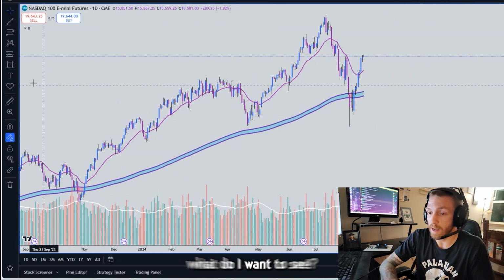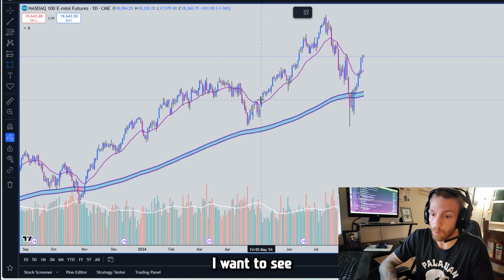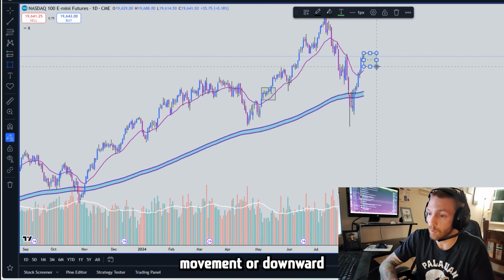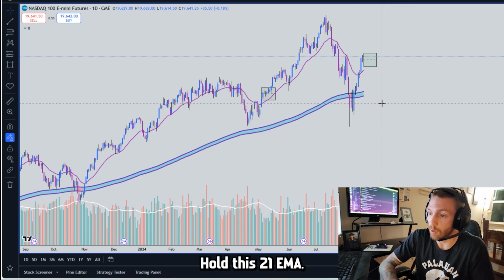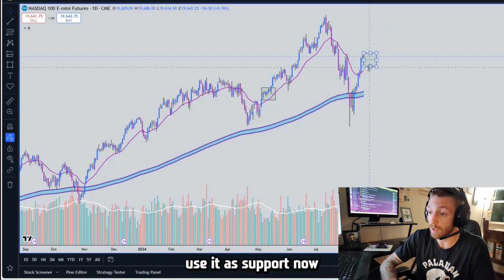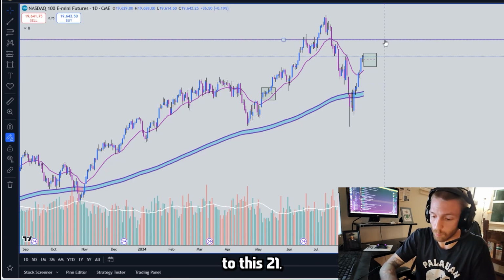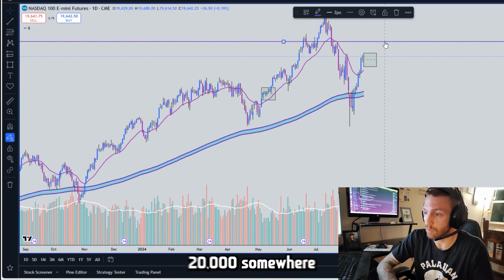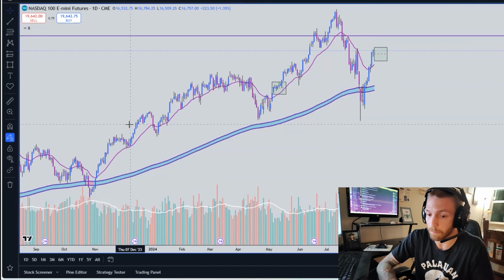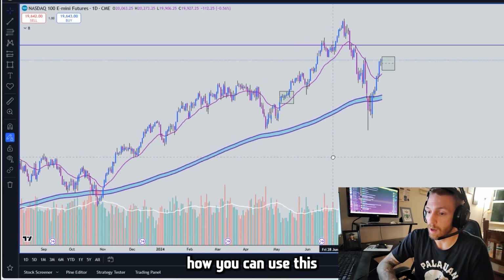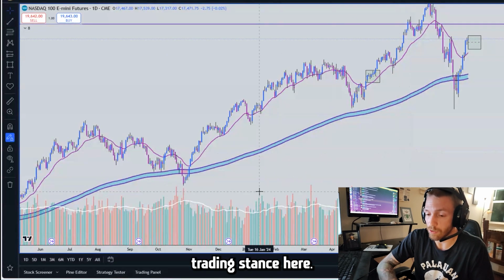Like right now, what do I want to see? Well, I want to see something similar to this. Kind of this sideways movement or downward movement. Hold this 21 EMA, use it as support now, and then bounce up and come up to this 20,100, 20,000, somewhere right around there. That would be ideal. And so that's how you can use this in a swing trading and day trading stance.